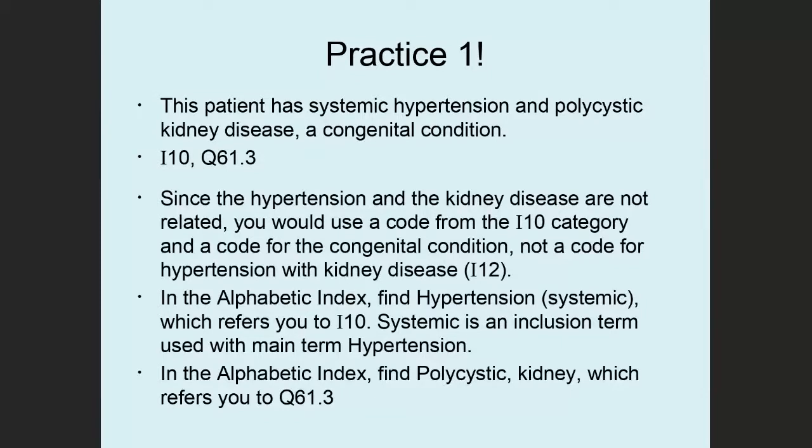In the alphabetic index, find hypertension, which refers you to I-10. Systemic is an inclusion term used with the main term hypertension, one of those terms in parentheses. In the alphabetic index, then find polycystic kidney, which refers you to Q61.3.